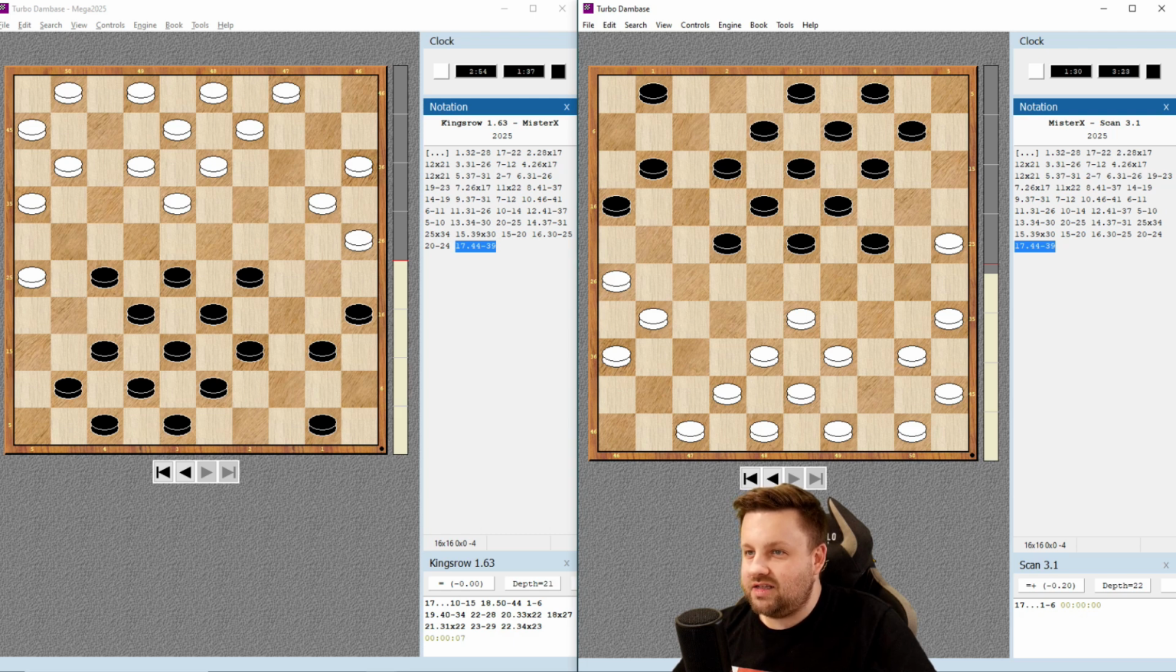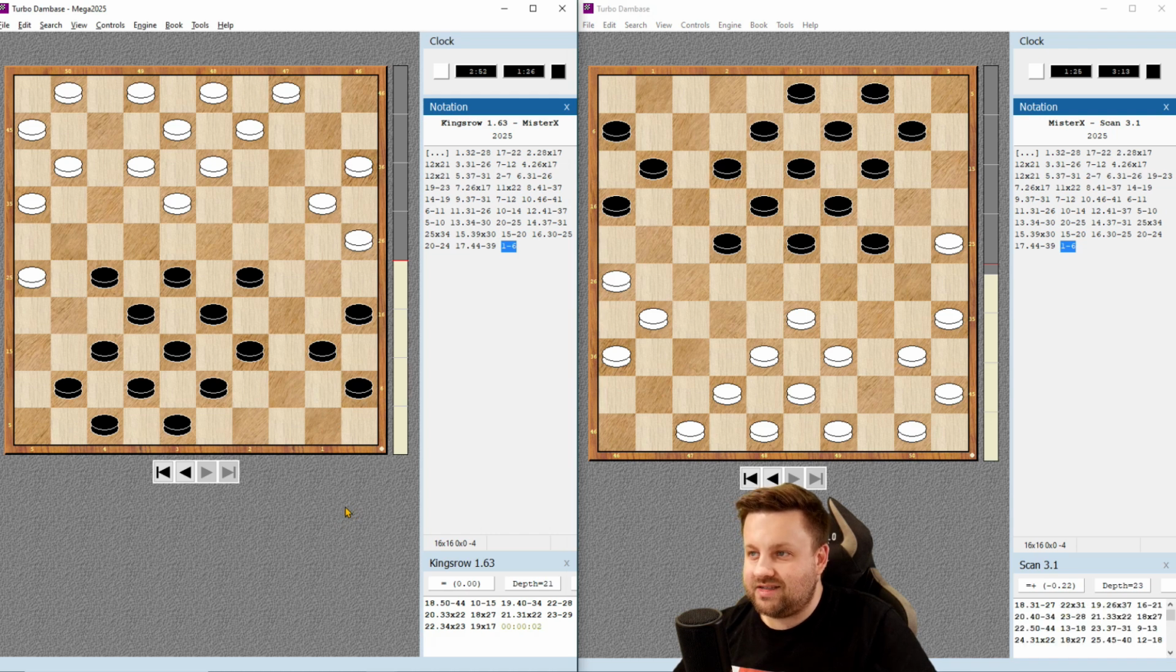I think that Scan just thinks that central squares give it an advantage, and you can see already that Scan thinks that its advantage is 0.24 at the moment. This is quite a big advantage at this stage of the game, because we are in the 17th move. So it means that we still have a long way to go, but at this moment to have such an advantage, it's really nice. Oh, very curious, very interesting.